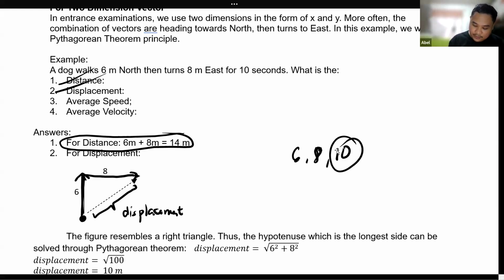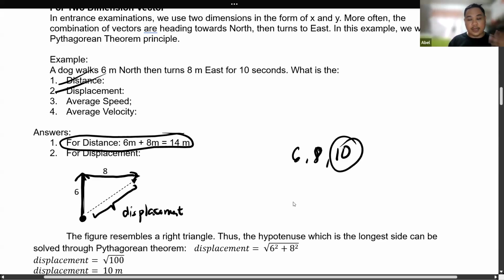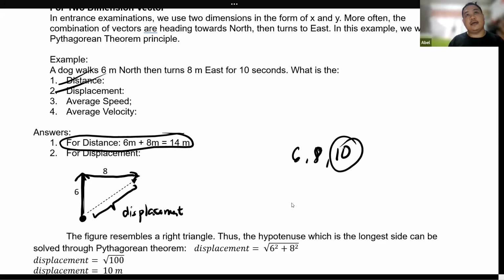But if you don't know the Pythagorean triples, by the way, I would like to give a tip here. Most of the time in the entrance examination, you will not have calculators. Therefore, you must at least memorize the Pythagorean triples. So what are those? 3, 4, 5, 6, 8, 10. There are other Pythagorean triples. You're going to tackle that in math, or you can search for Pythagorean triples on the internet.